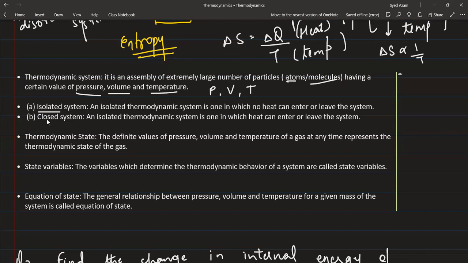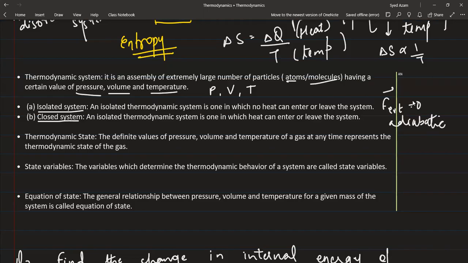Now, two kinds of system exist: isolated system and closed system. An isolated thermodynamic system is one in which no heat can enter or leave the system. When you're talking about the isolated system, the net force becomes zero and the wall becomes adiabatic.